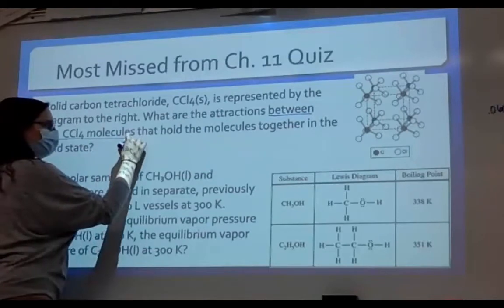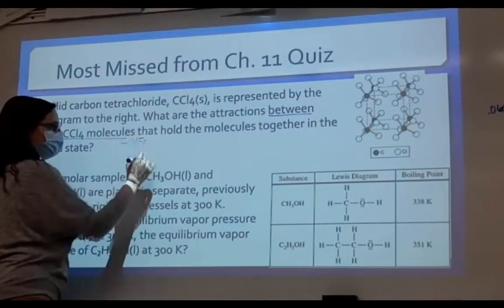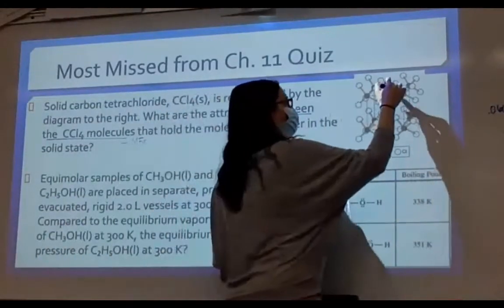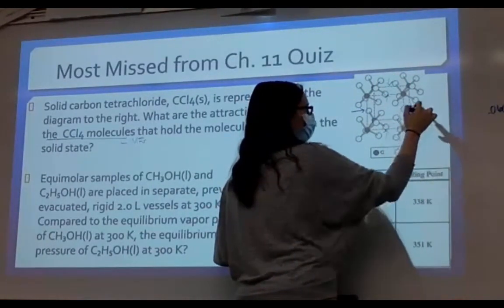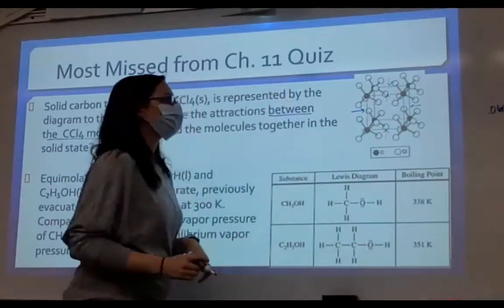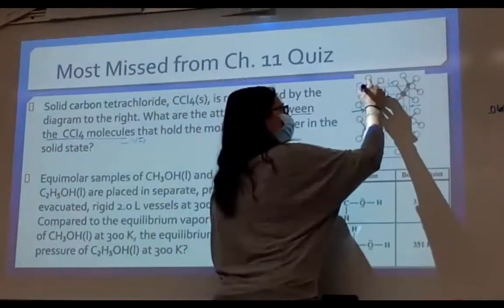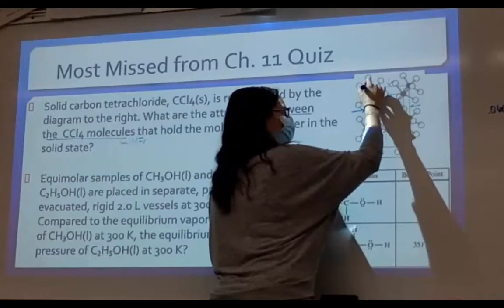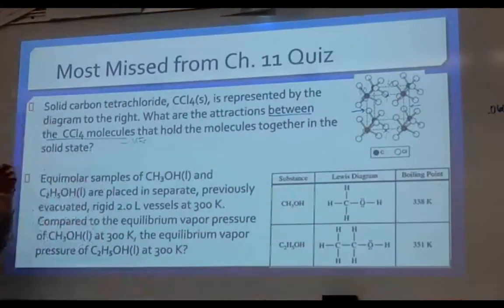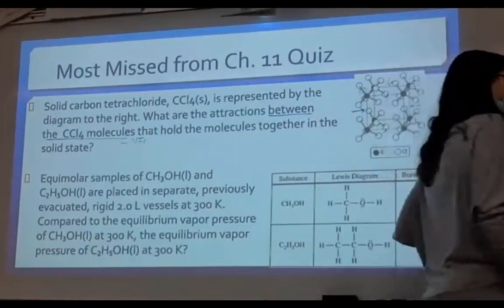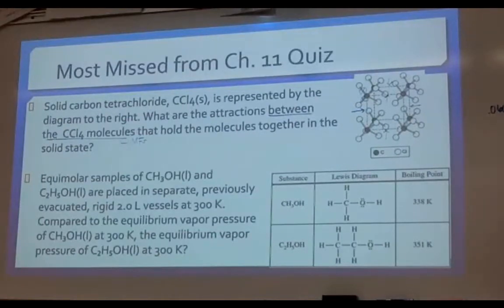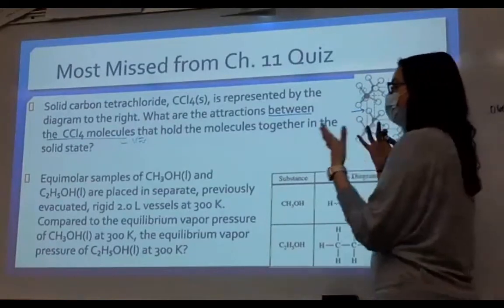Between molecules is intermolecular forces. It wants to know what each of these dotted lines are. Those are intermolecular forces. It doesn't want to know about these bonds. It wants to know about the attractions between. Those are intermolecular forces. So then what you need to do is ask yourself, is it polar, nonpolar, ionic, and how do I figure out the intermolecular forces?